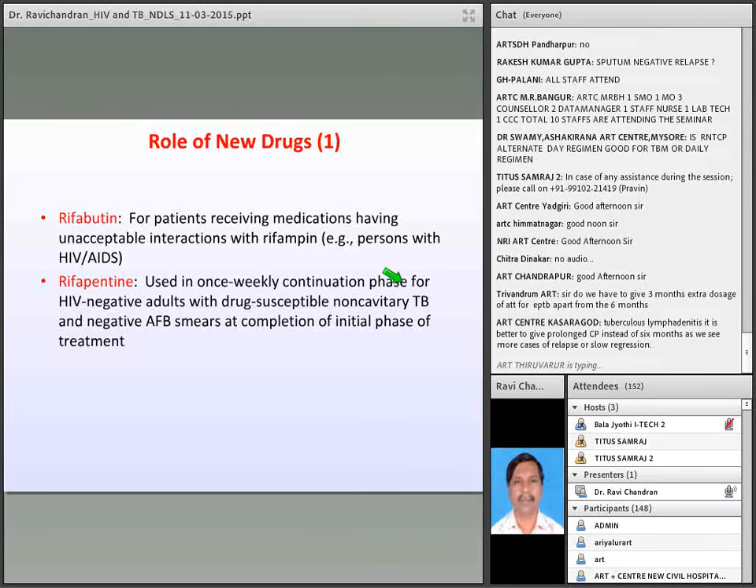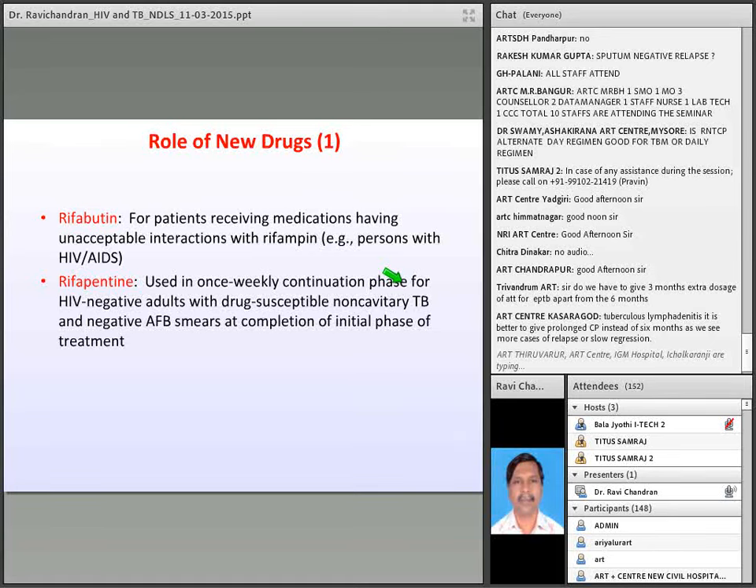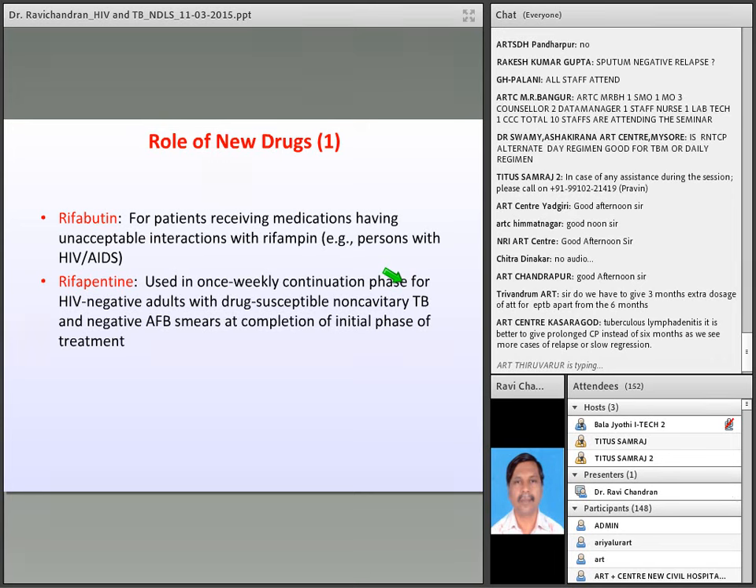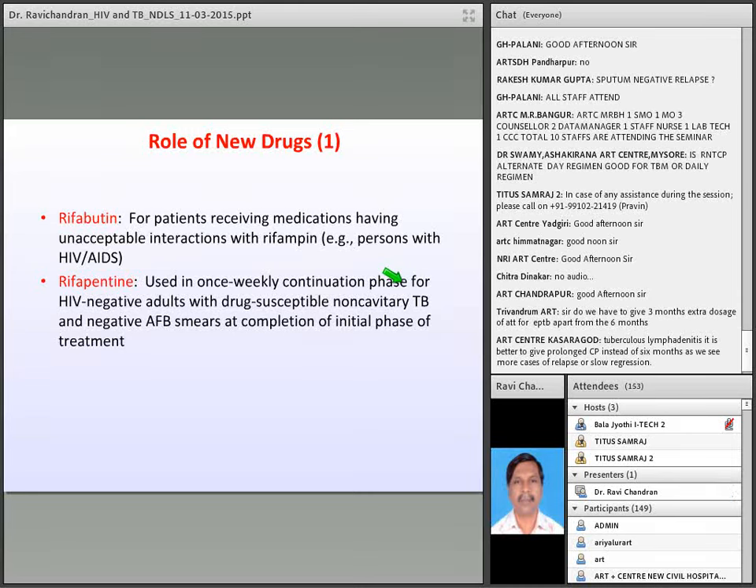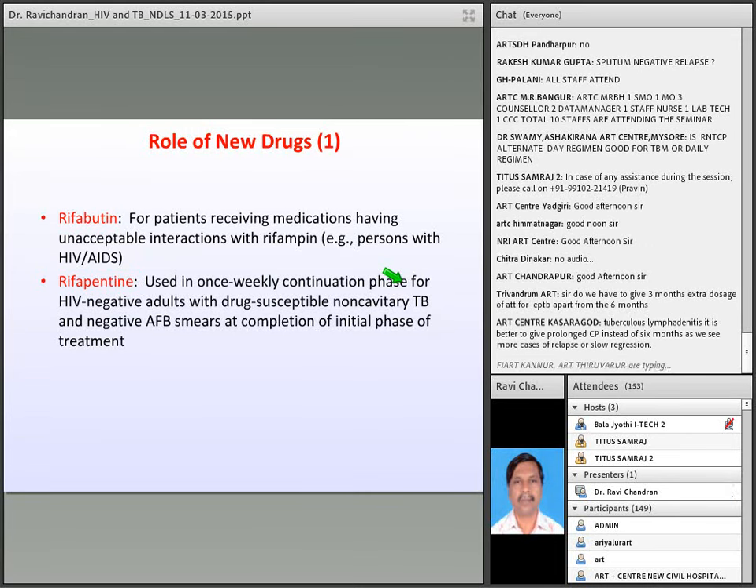And rifabutin and rifapentine are the new drugs. For patients receiving medications having unacceptable interactions with the rifampicin, we can switch over to rifabutin. And rifapentine can be used once weekly for HIV negative adults with drug susceptible non-cavity tuberculosis and negative AFB smears at completion of initial phase of treatment.